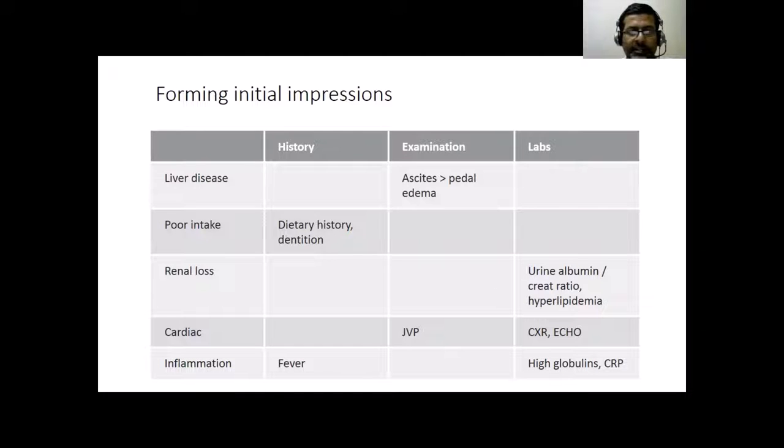Poor fitting dentures are a common cause of poor intake in the elderly. There's renal loss, there's anasarca, and the urine albumin is high, and there's hyperlipidemia. Cardiac causes, usually you get a clue from the high JVP or X-ray or echo findings. There's chronic inflammation, there's fever, all the inflammatory markers like CRP, high globulins, all those are clues.